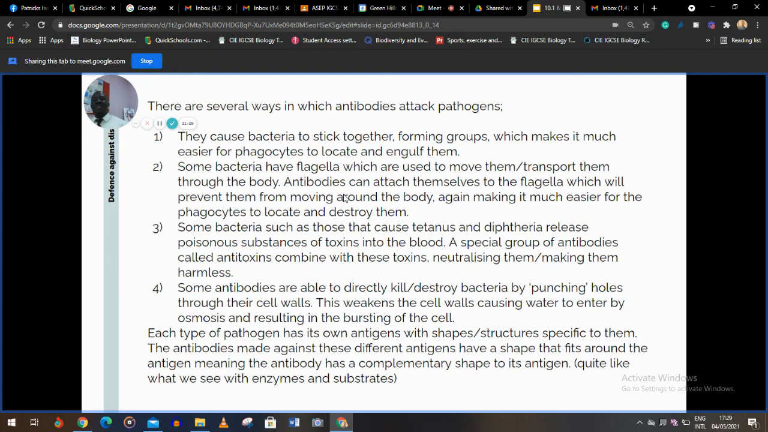Number three: some bacteria, such as those that cause tetanus and diphtheria, release poisonous substances or toxins into the blood. A special group of antibodies called antitoxins, which come from the T lymphocytes that grow in the thymus gland, combine with these toxins and neutralize them, making them harmless.